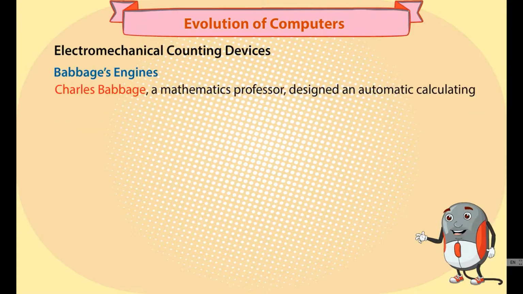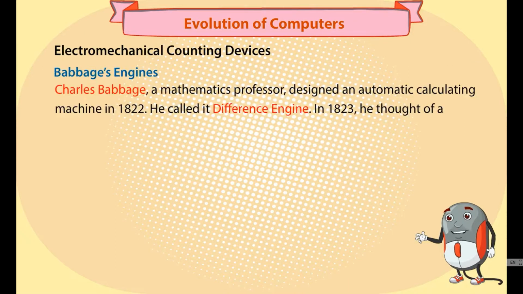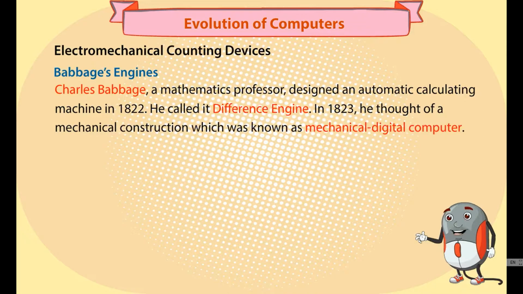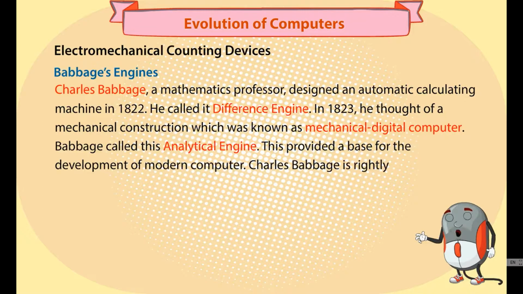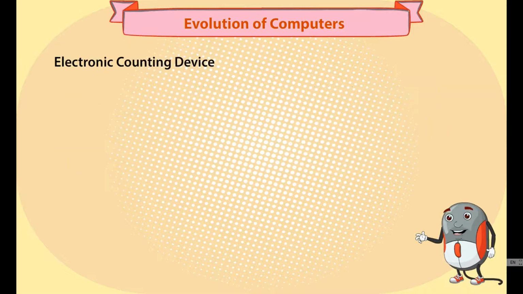Babbage's engines. Charles Babbage, a mathematics professor, designed an automatic calculating machine in 1822. He called it difference engine. In 1823, he thought of a mechanical construction which was known as mechanical digital computer. Babbage called this analytical engine. This provided a base for the development of modern computer. Charles Babbage is rightly called the father of computers.